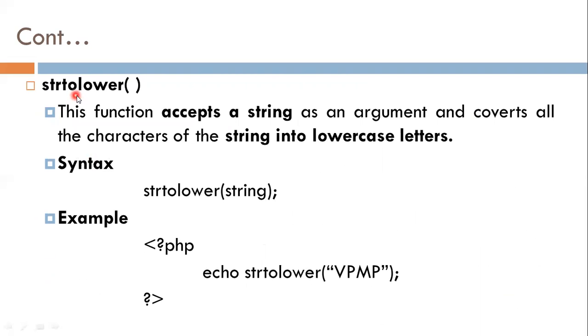Next function is strtolower. Same way, this function accepts a string as an argument and converts all the characters of the string into lowercase letters. Syntax is strtolower in brackets string. So here I write one example: strtolower in brackets VPMP written in capital letters. So my output is vpmp in small letters. This function converts each and every character of a string into lowercase letters.